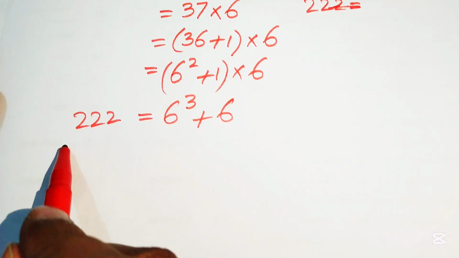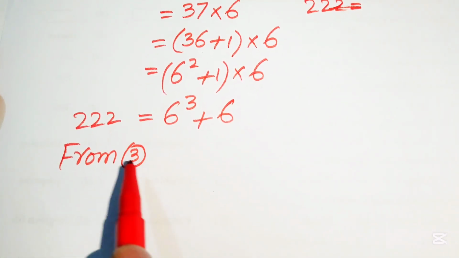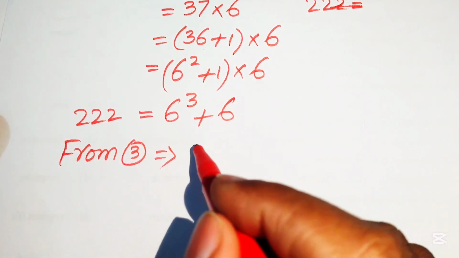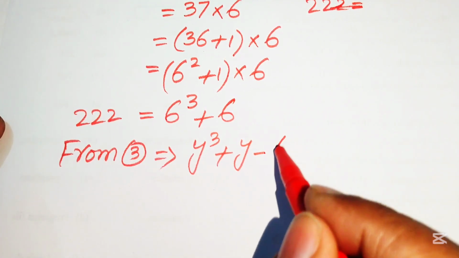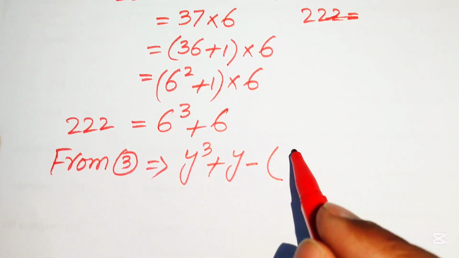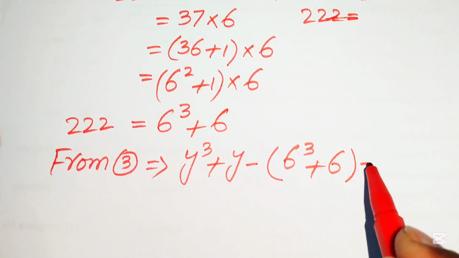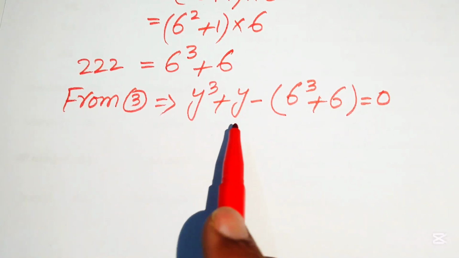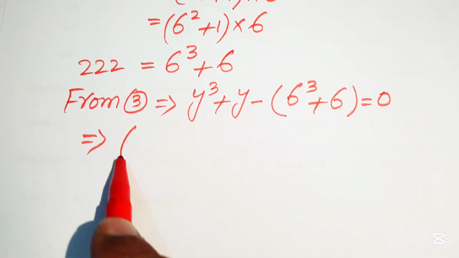So now in equation number 3 we replace this 222 by 6³ + 6. So from equation number 3 we have y³ + y − 222 = y³ + y − (6³ + 6) = 0. So further we need to multiply the negative sign on both of these terms, and we make the pair of cubic terms as well.